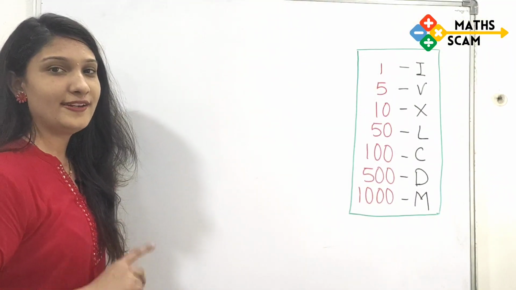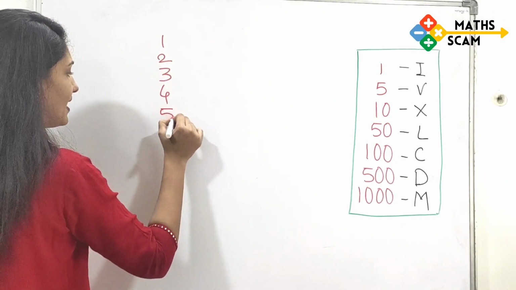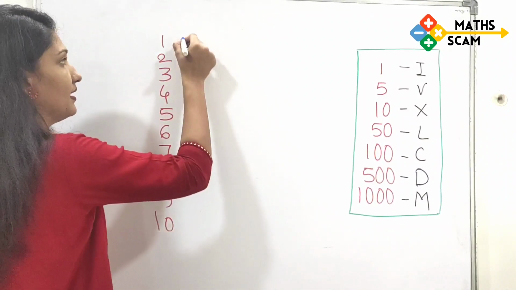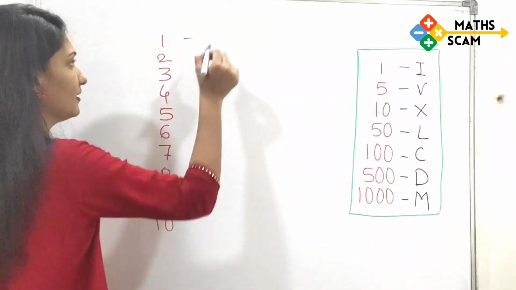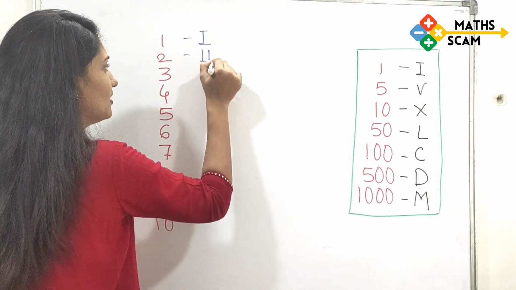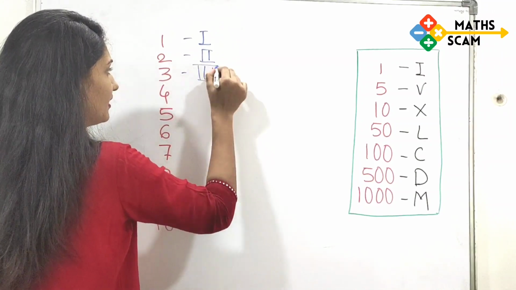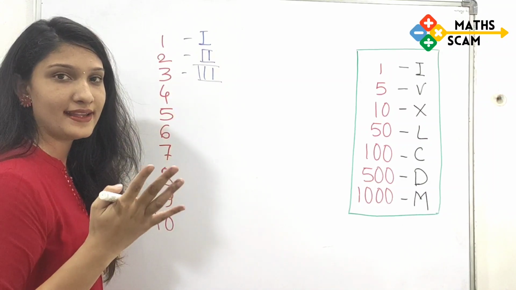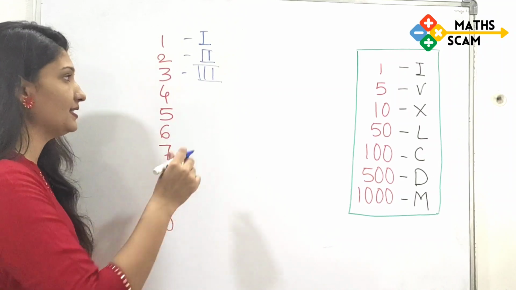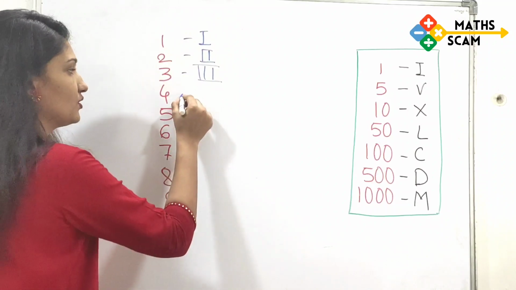Next. Okay. So we'll see how to write 1 to 10 in Roman numerals. 1, 2, 3, 4, 5, 6, 7, 8, 9, 10. Okay. So first, 1 is written as I. 2 is written as double I. Very good. 3 is written as three times I. Can we write 4 as four times I? No. It was rule number 2 or 3. Yes. We can repeat a number only 3 times. So how to write 4?